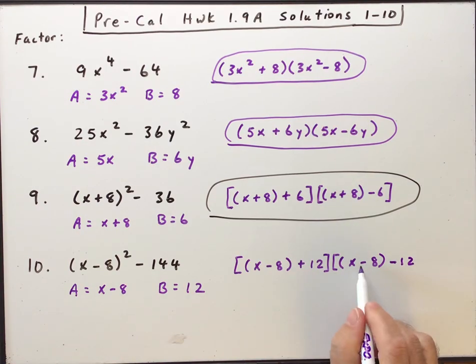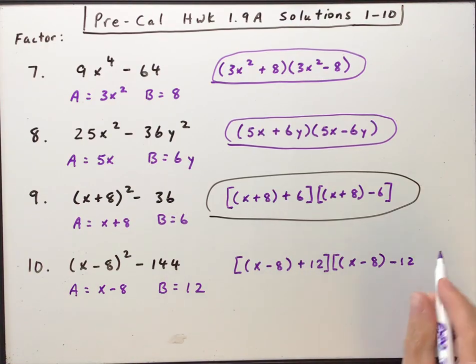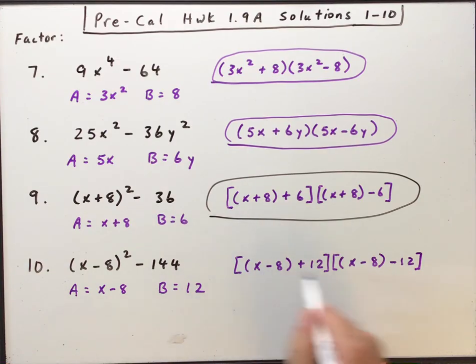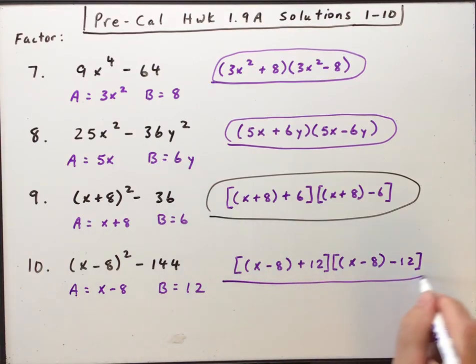So be careful not to put an x plus 8 here. It's this plus and this minus. That would be an easy mistake to make. All right, but the x minus 8 is the same in both because that's just a. All right, so pretty cool stuff.